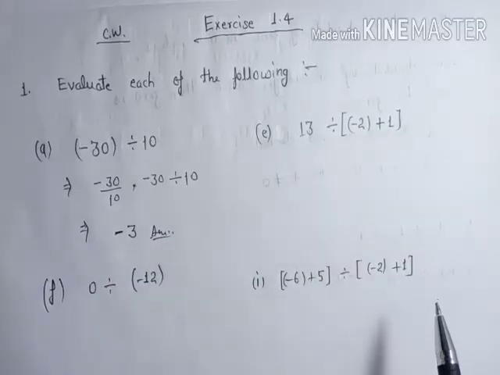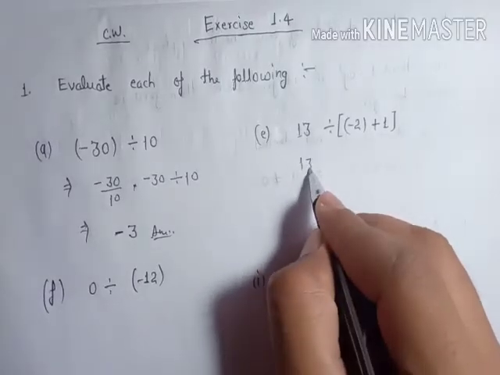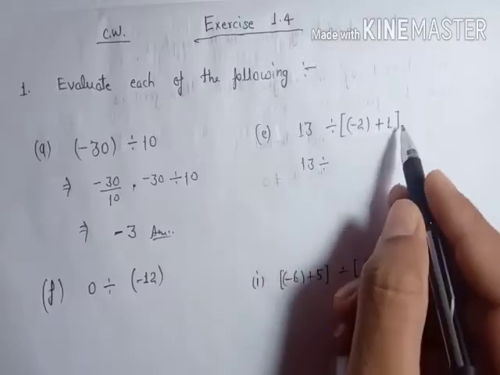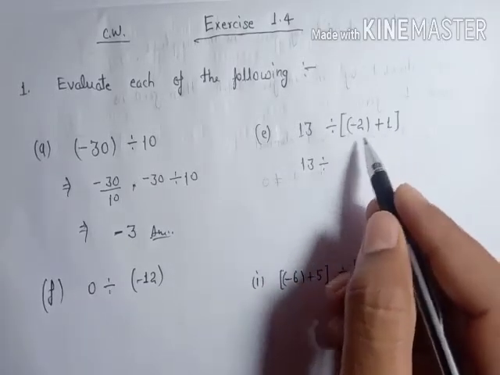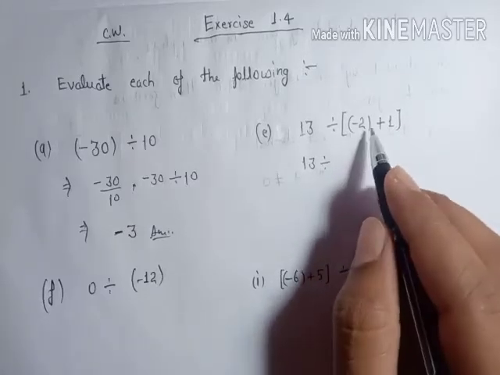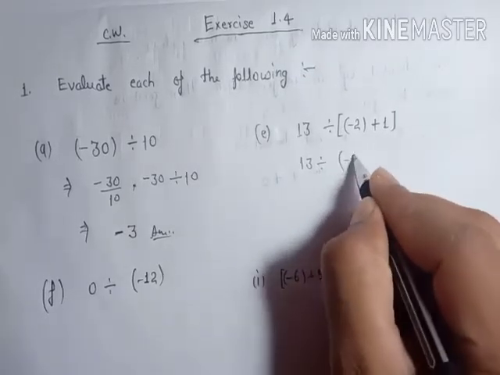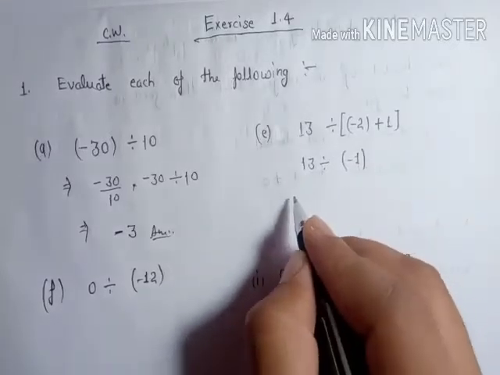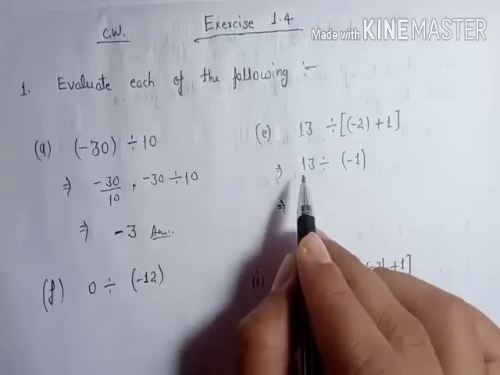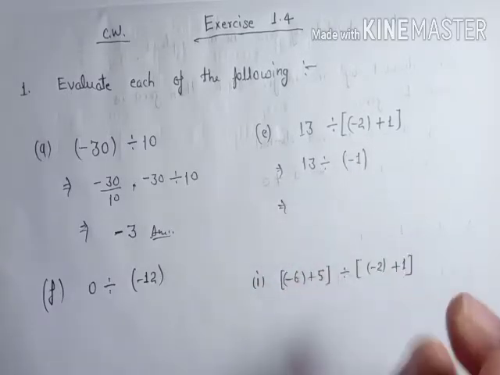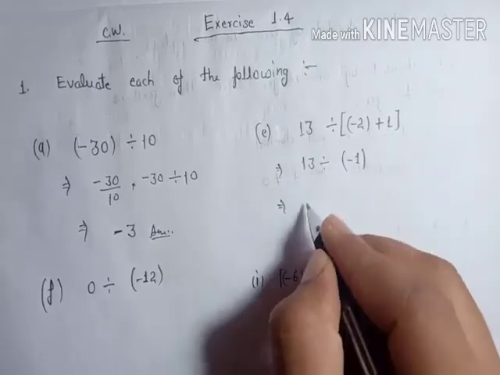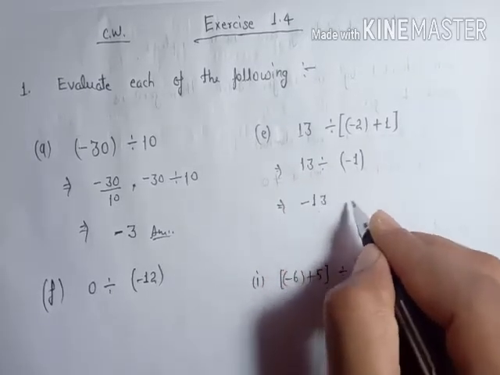In part E, you can see that it is written 13 is divided by minus 2 plus 1. There is a bracket you can see, and in this bracket 2 integers are written. Minus 2 plus 1, the sum of minus 2 and plus 1, is minus 1. And this time when 13 is divided by minus 1, the division of a positive integer and a negative integer is negative. So you can write when 13 is divided by 1, that is 13, but the sign must be negative.